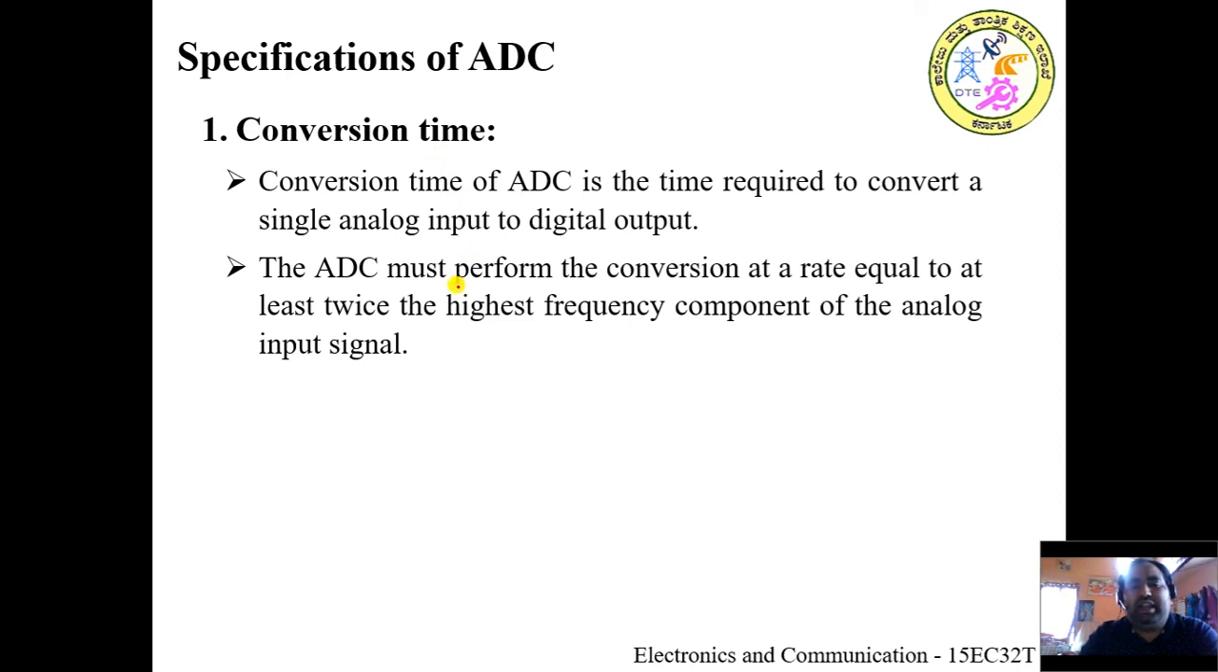There is a criterion here. The ADC must perform the conversion at a rate equal to at least twice the highest frequency component of the analog input signal.